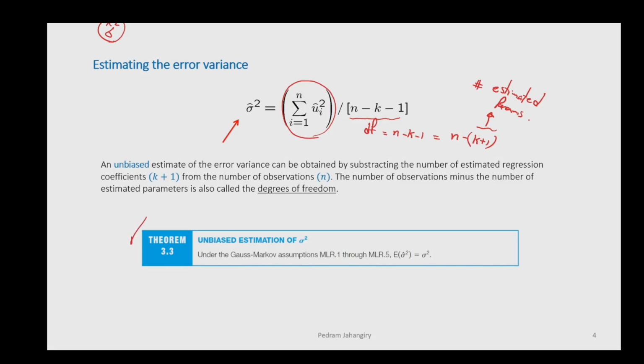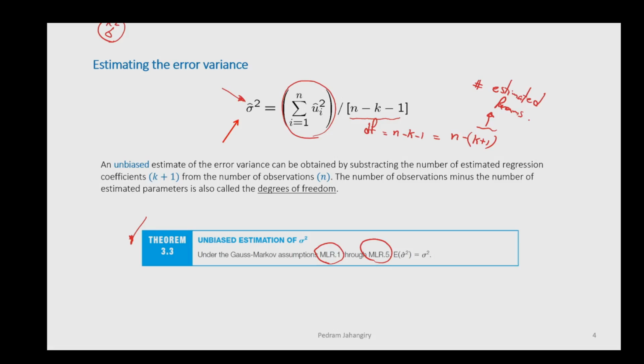Again, we have seen this theorem before in chapter 2, so let's quickly revisit it in chapter 3. The only difference is the denominator. The denominator used to be n minus 2, now it's n minus k minus 1. It's called the unbiasedness of sigma hat square. It says that if you have assumptions 1 through 5, so now we have to add assumption 5, homoscedasticity as well, then with those 5 assumptions, the sigma hat square that we're calculating here is an unbiased estimator of sigma square.